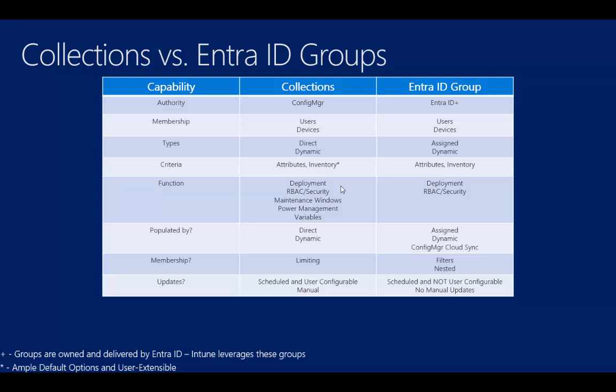Okay, so the big umbrella deployment, that's where you would use collections and Entra ID groups all up. And then populated by, so that's kind of tying back into the types, right? So you can populate the collections by direct membership rules, dynamic membership rules. You can populate Entra ID groups by assigned membership rules, dynamic membership rules. And there's also this thing called Config Manager Cloud Sync, right? More detail on that coming up. Let me talk about that for a second.